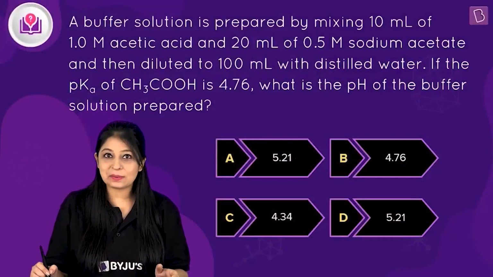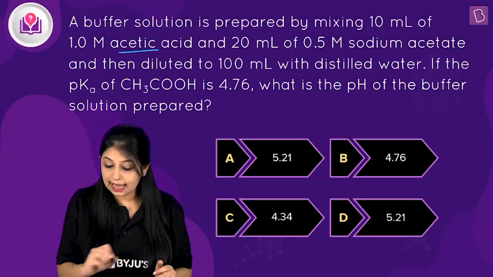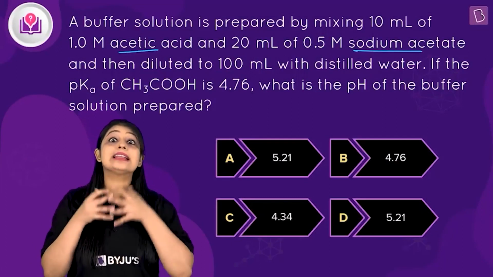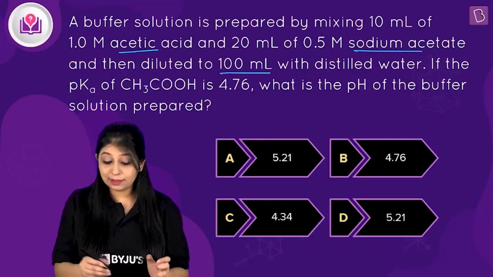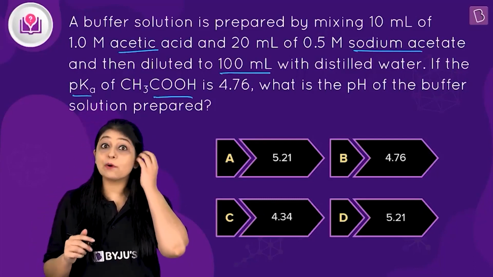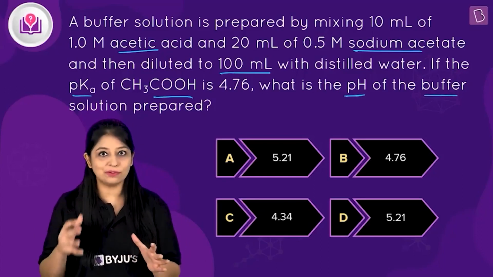Let's have a look at this question. Here we are given two aqueous solutions. One is acetic acid, another is sodium acetate. And we are mixing them and diluting it to 100 ml. We have been given the pKa of CH3COOH, which is the acetic acid, as 4.76, and we have to find the pH of the buffer solution so formed.